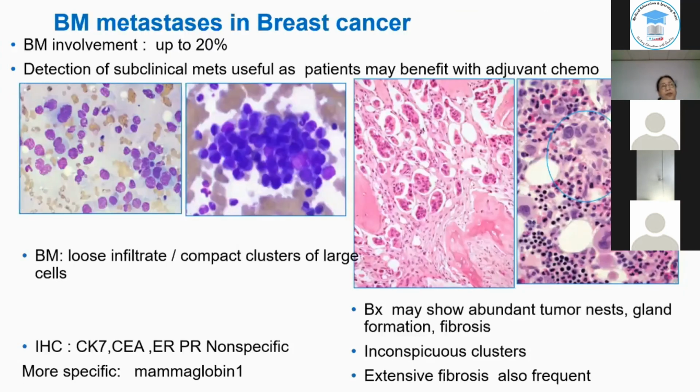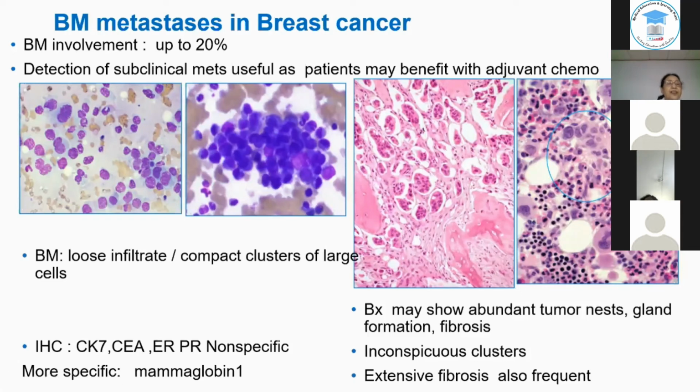Another common tumor in adults is breast cancer. This is seen in up to 20% cases at the time of diagnosis. The detection of these subclinical metastases is useful as these patients may benefit with adjuvant chemotherapy. In the bone marrow aspirate, you may get loose infiltrate or compact clusters of large cells.